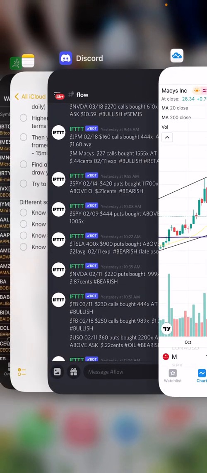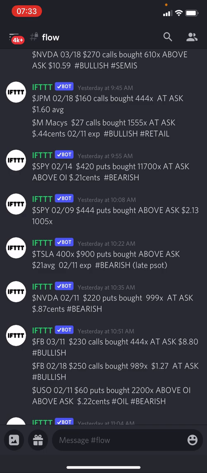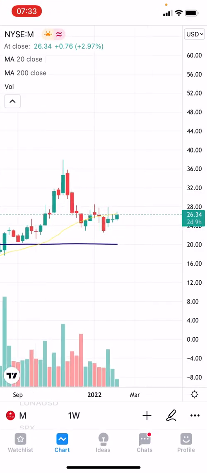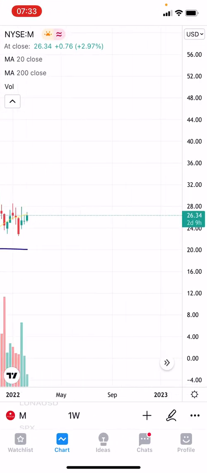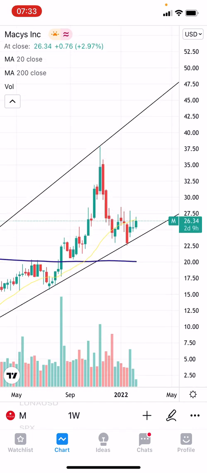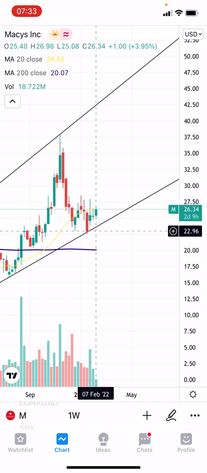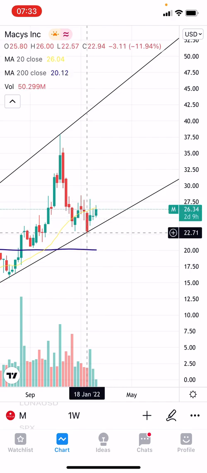In fact, what was that? That was Macys call flow. Macys 27 strike calls bought 1,555 at the ask, 44 cents for this week's expiration. Nice. So where did my trend lines go? There we go. So actually this is possibly a good entry for long, and this would have been a little bit better of an entry for long.